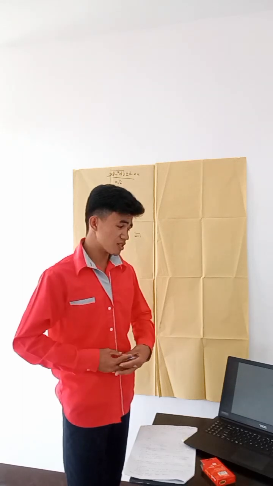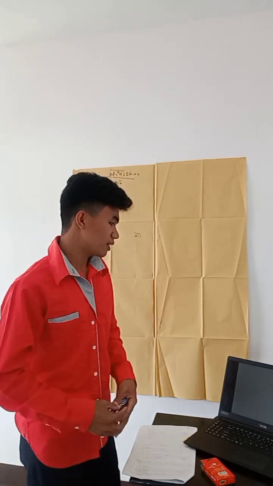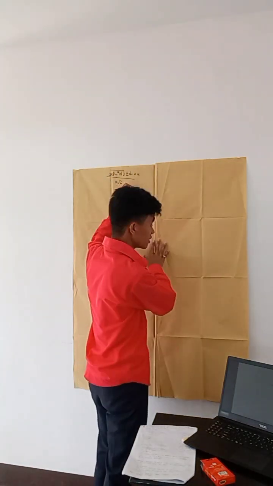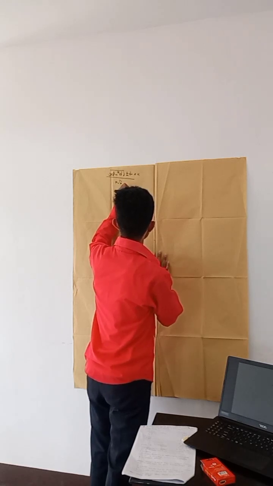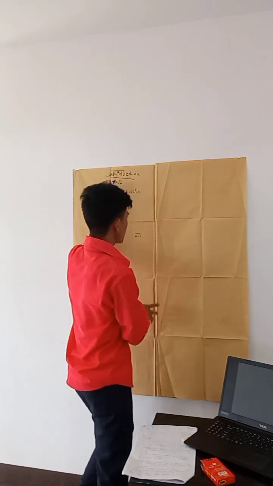The first step is to identify the values of a, b, and c. Then write the formula and substitute the given values. But make sure that the equation is in standard form. What's the standard form? The standard form of a quadratic equation is, as I said earlier, ax squared plus bx plus c is equal to 0.